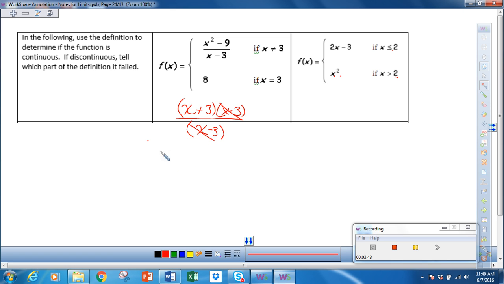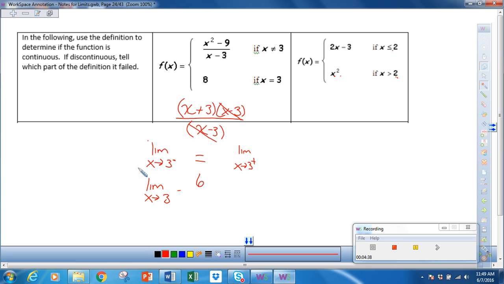So the first thing I have to look at is the limit as x approaches 3 from the left, and I have to look at the limit as x approaches 3 from the right. Well, because this is defined everywhere except for x equals 3, the limit as x approaches 3 from the left is going to equal the limit as x approaches 3 from the right. So basically, I can do a direct substitution. Once I factor this out and they cancel, the limit as x approaches 3 by direct substitution is 6. So the limit as x approaches 3 is 6.